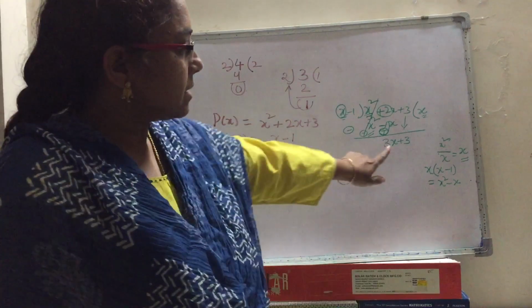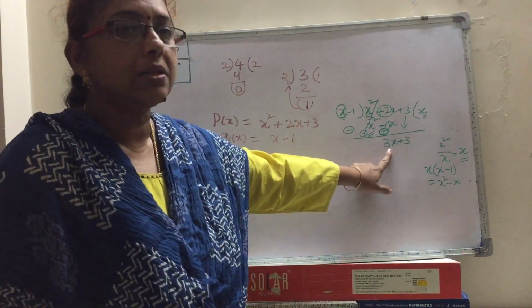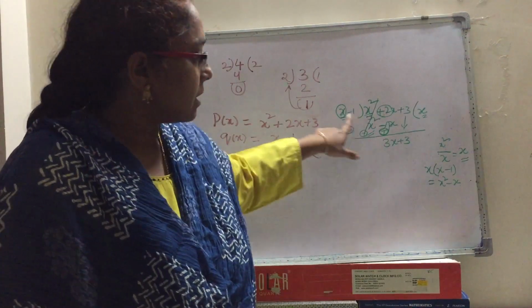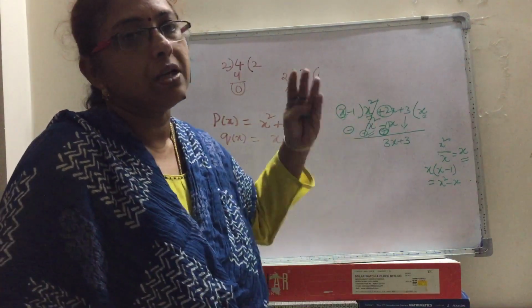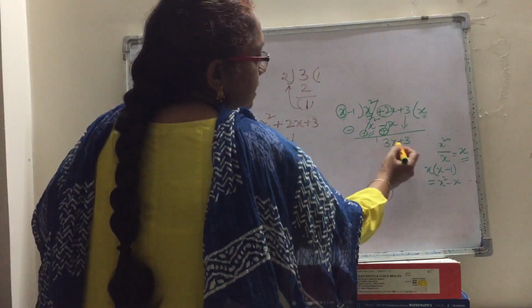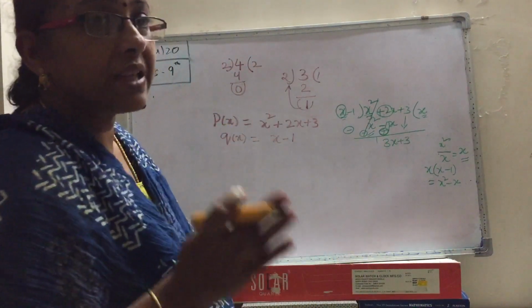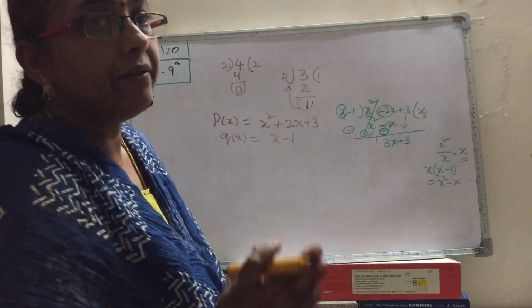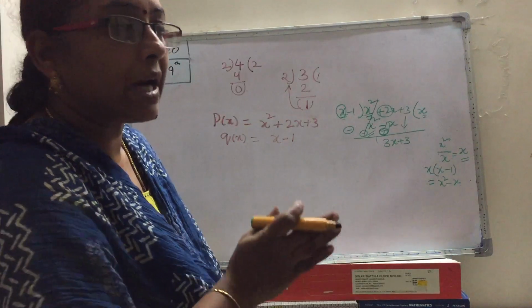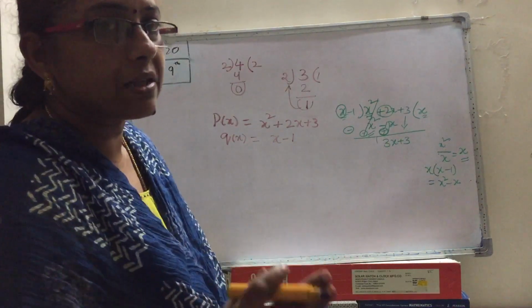Now check the degree of this remainder. It is 1. What is our divisor's degree? It is also 1. So both have the same degree, and we need to continue the procedure. In the second step, what is the remainder we got in the first step? It will be converted into the dividend of the second step.